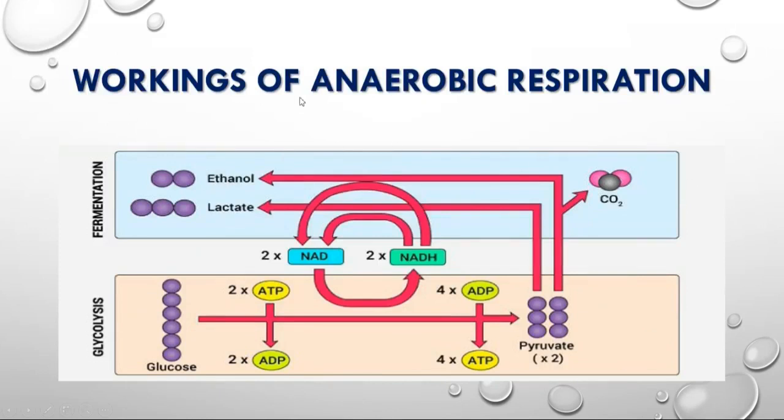So this is the typical working of anaerobic respiration. Anaerobic respiration occurs in fermentation, and this follows glycolysis. Now, what occurs in fermentation? Ethanol and lactate are formed along with CO2, and NAD and NADH are regenerated, continuing from glycolysis, which starts from glucose.